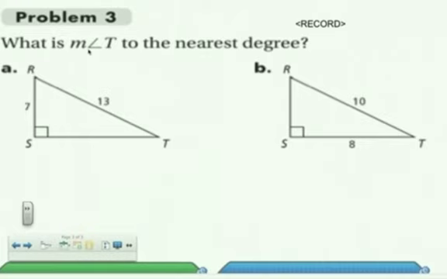So in problem 3, I'm asked for angle T. So I look at angle T, I look at the sides that I know, that's 7 and 13, and I decide what trig ratio I'm going to use based on that. So looking at angle T, what is 7? Is it opposite, adjacent, or hypotenuse? It's opposite. How about the 13? What is that? It's the hypotenuse. So I need the ratio that uses opposite and hypotenuse, and that's the sine.